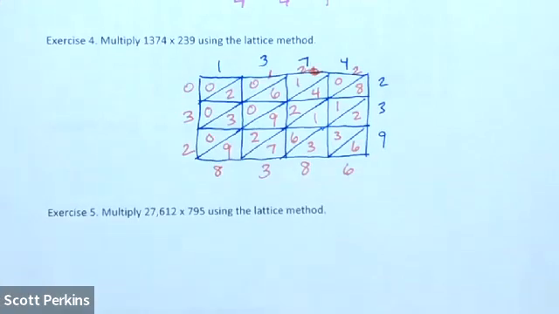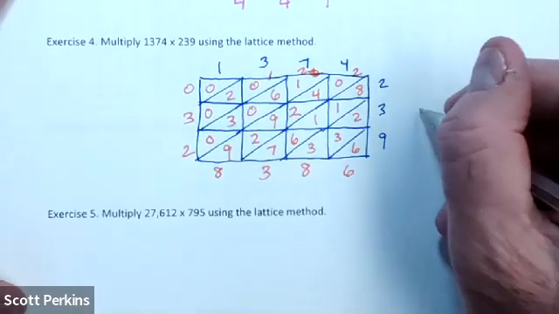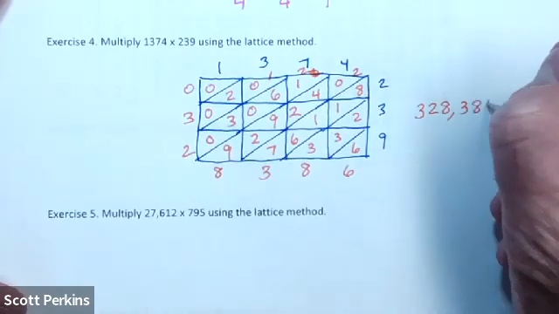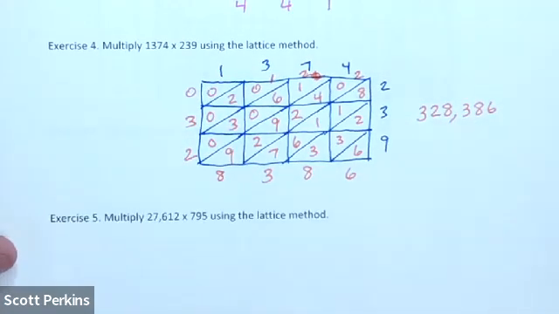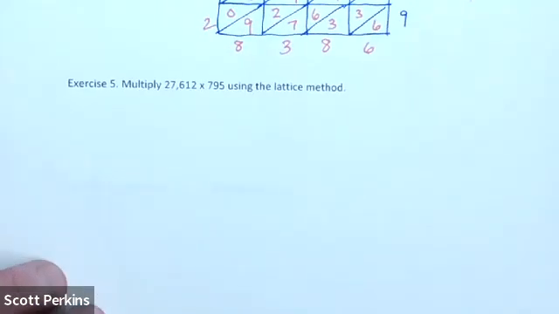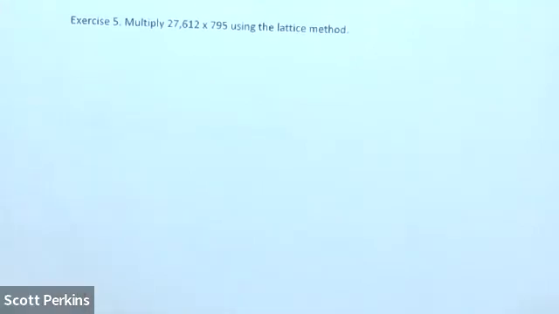0 being first, I don't need to worry about that. That just means that I don't have any millions on this problem. So the answer is 328,386 if I've done all of my arithmetic and adding correctly. Anybody got a dispute? All right, then last problem. Just slide the page up. One more. Go ahead and do that problem with those two numbers, please.